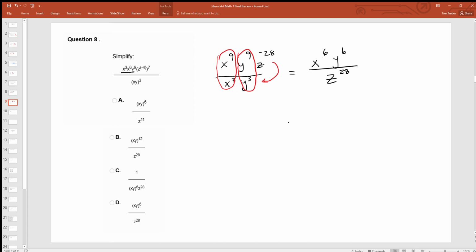All right, so let's look at our answer choices now. A has a z to the 11th, so no. B has the z to the 28 on the bottom, but it has xy to the 12th on the top. That's not going to work. C has everything in the denominator. Well, the x's and the y's are in the numerator with a positive exponent, so that's not going to work either. So it's got to be D, and in fact it is. The only difference between D and what I have up here is they combined the x and y and gave it a single exponent, which is completely legal. We can do that. And there you have it.